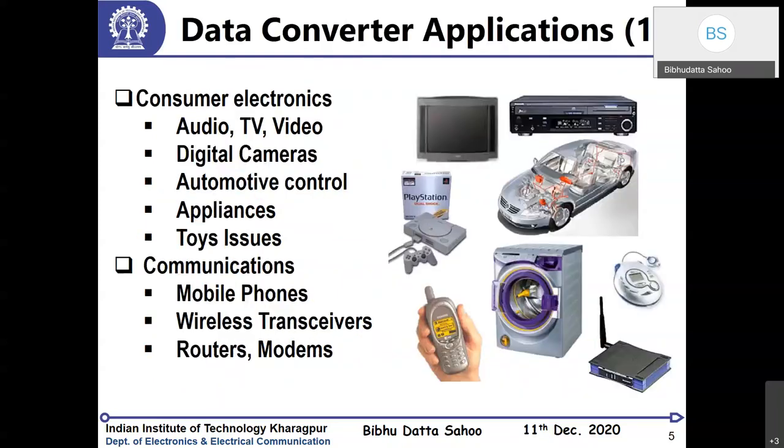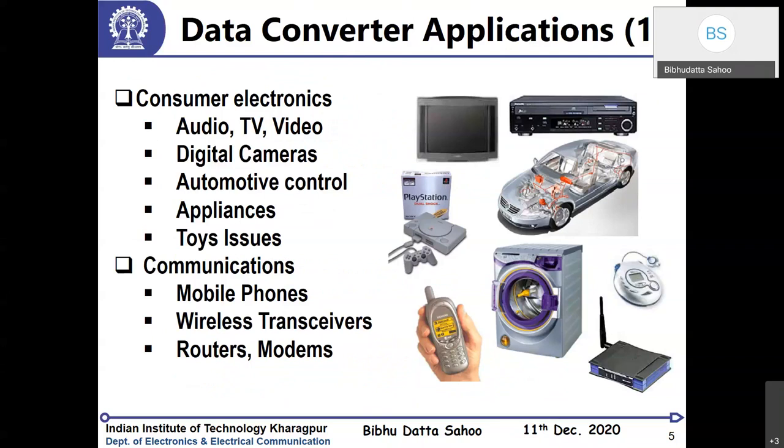In this slide and a couple of slides following, we'll discuss some of the typical applications. You will see that ADCs and D2As are ubiquitous, meaning they're present in almost every electronics. Anything that you deal with on a day-to-day basis has an ADC. So consumer electronics like audio, TV, video, digital cameras, automotive controls, appliances, toys, everything.